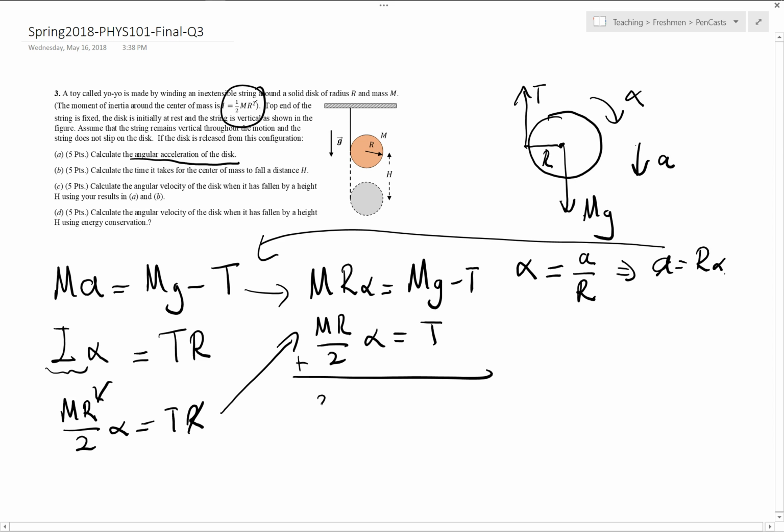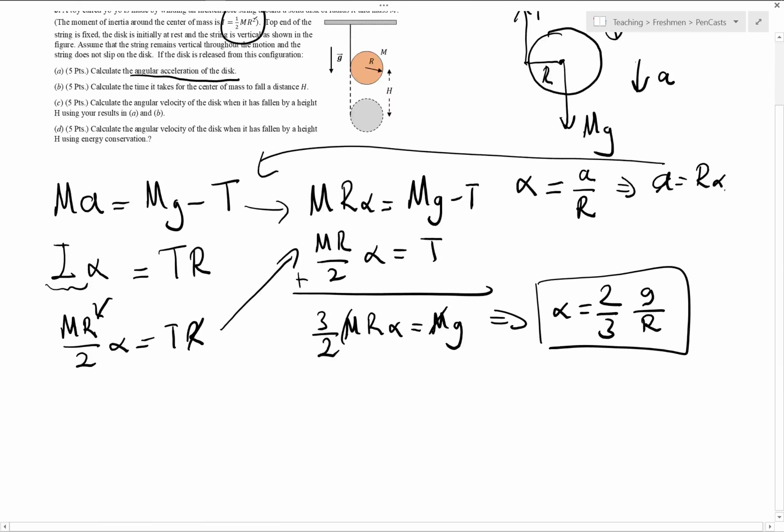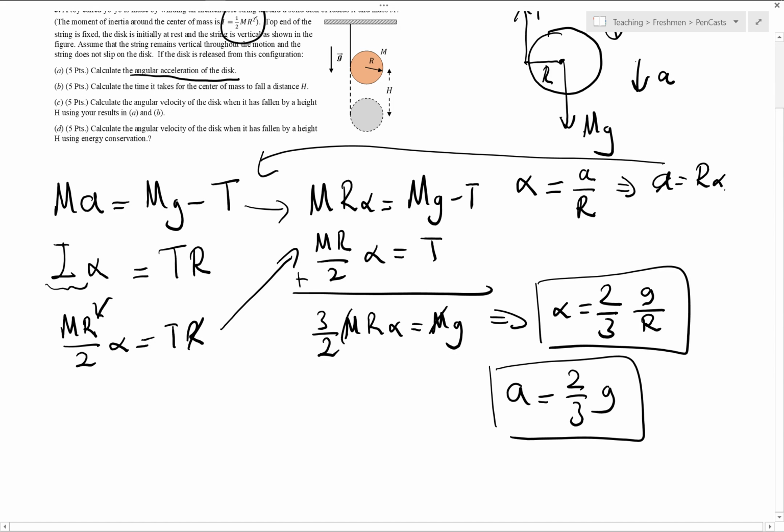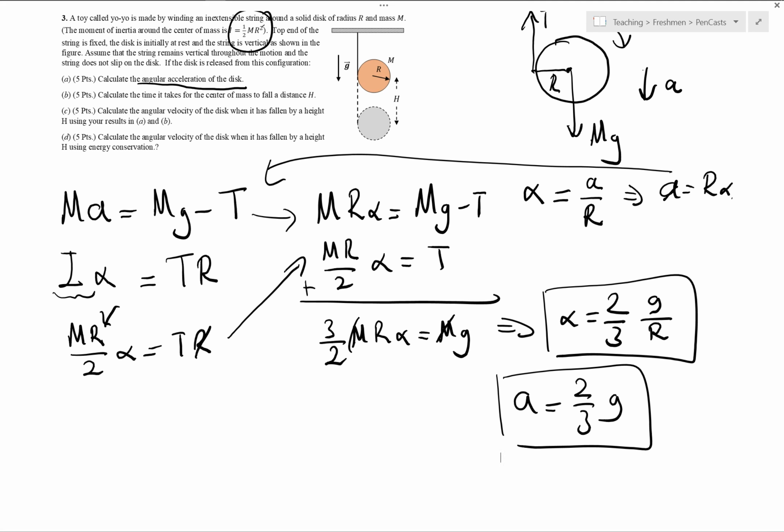If I add these up, I find 3 over 2 m r alpha is mg, m's cancel. So alpha we find is 2/3 of g over r, which kind of makes sense. g is meters per second squared, r is meters, so this is 1 over second squared. It's less than g. a apparently is R times alpha, so 2/3 g. So acceleration is slower compared to a free-falling object, which is what we expect.